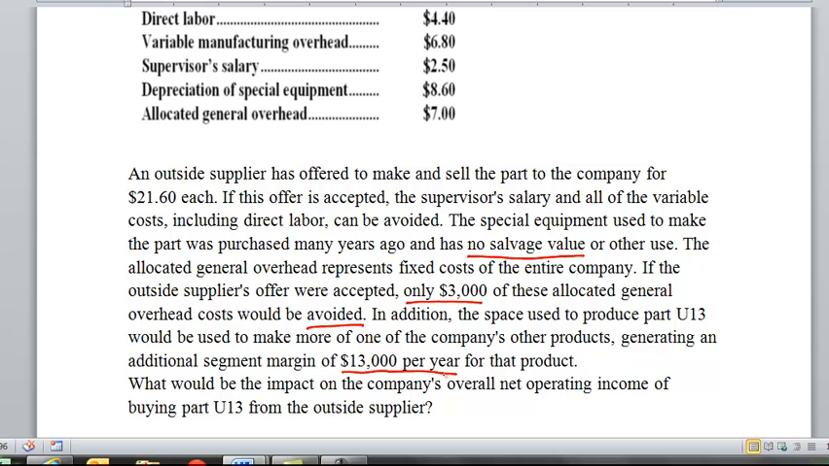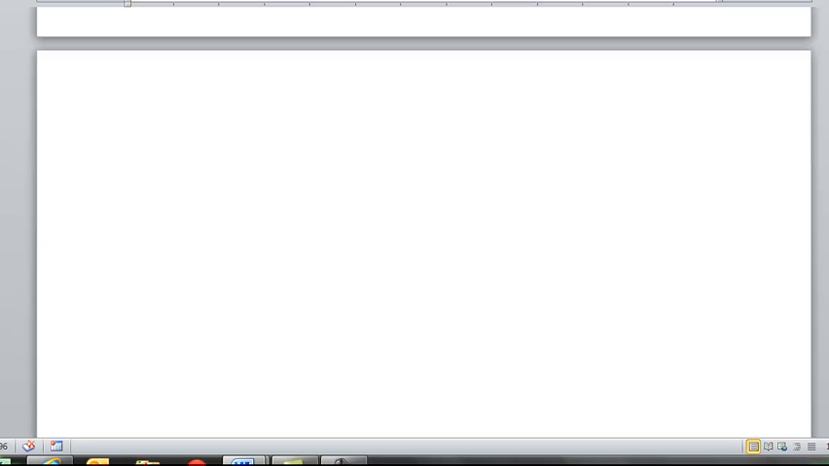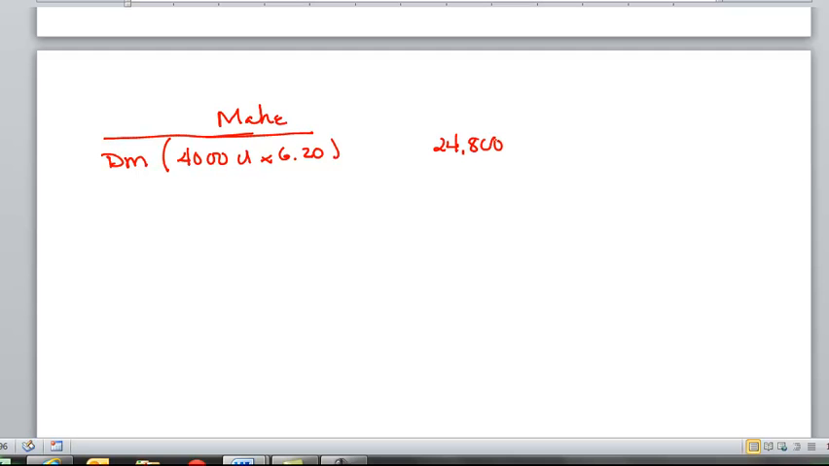So now what we're going to do is figure out what does it cost to make and what does it cost to purchase. So if we make the product, we incur direct materials, 4,000 units per the information, it's $6.20. So that's going to be $24,800. Direct labor for the 4,000 units at a cost of $4.40 would be $17,600.